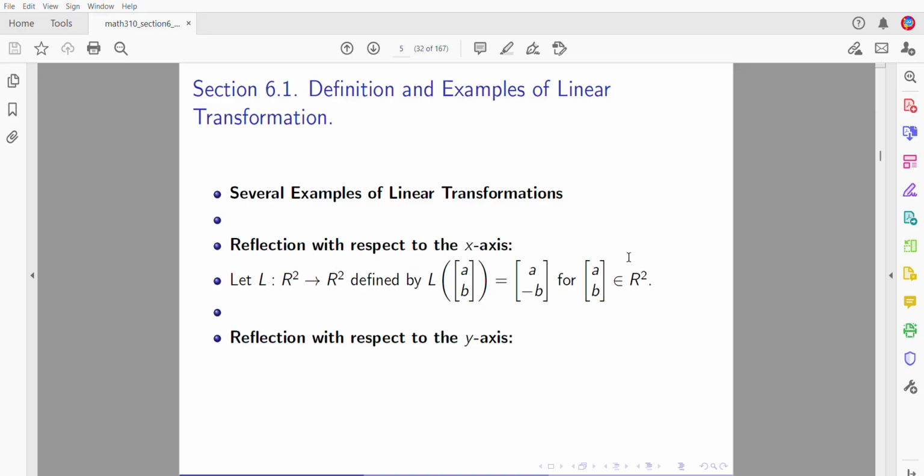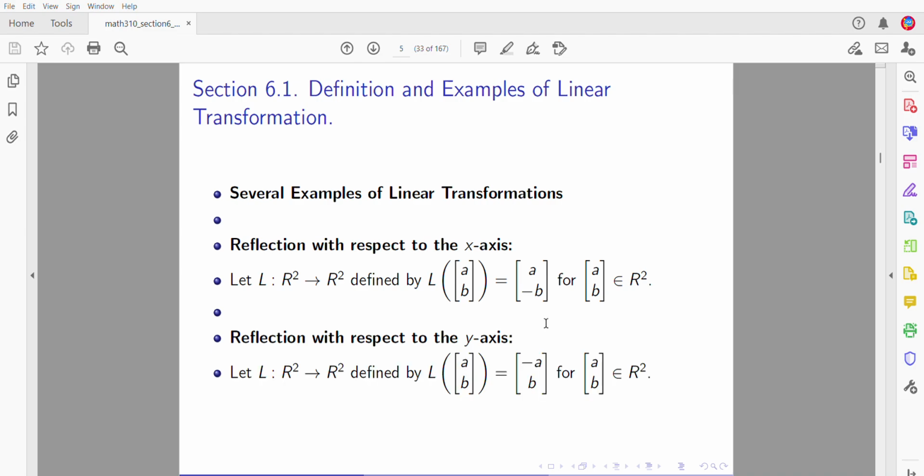Likewise, reflection with respect to the y-axis. Again, think of R2 as a coordinate plane with two coordinates a and b. You are reflecting about the y-axis, that is, positive x becomes negative, negative x becomes positive. So the first coordinate changes sign. Second coordinate, there is no change. This is reflection with respect to the y-axis.